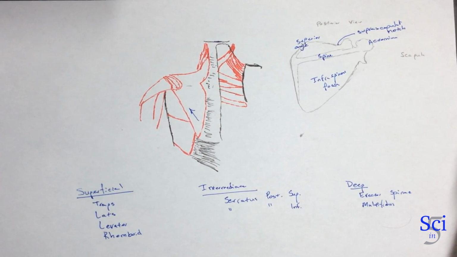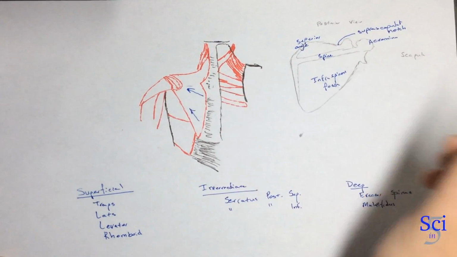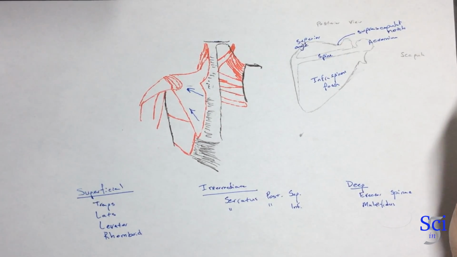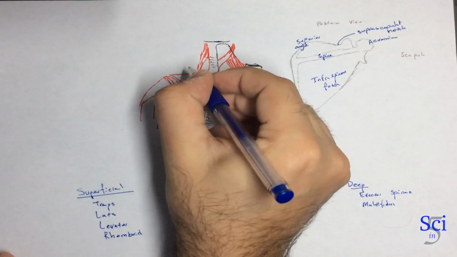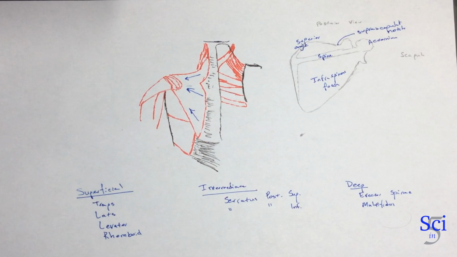That would be the function of the lower trapezius. Now, if we're looking at the middle, which is right about here, it's going to adduct the scapula. If you think about doing cable rows, as you're pulling in, your shoulder blades are going to be pinching towards each other, and that would be the function of the middle trapezius. And lastly, we have the upper trapezius, and that's going to basically move the scapula up.